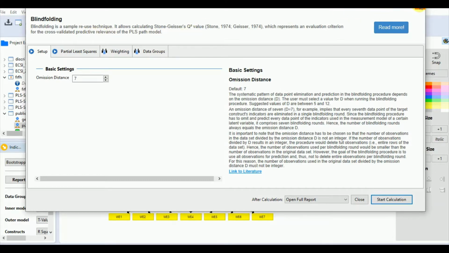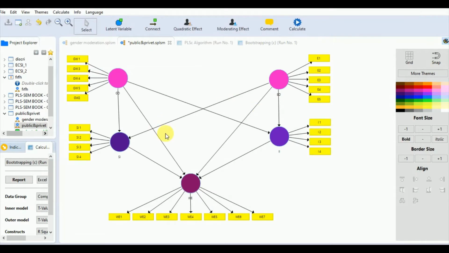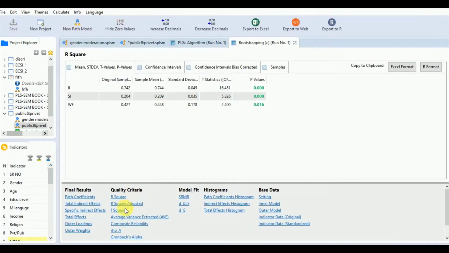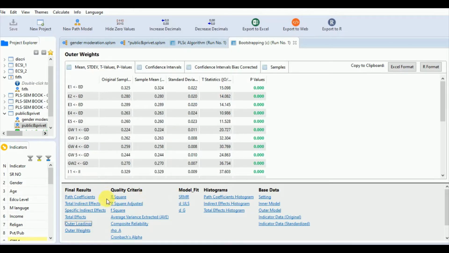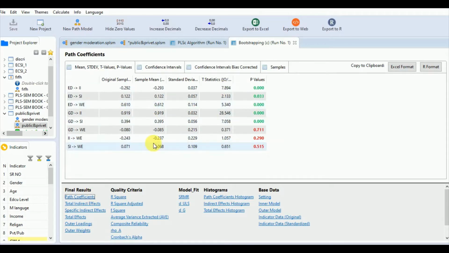And after this blindfolding, you have to check the statistical significance and relevance of the path coefficients. For this, you can see the statistical significance of all your metrics and your loadings, and you have to check the relevance of the path coefficients and the significance also.